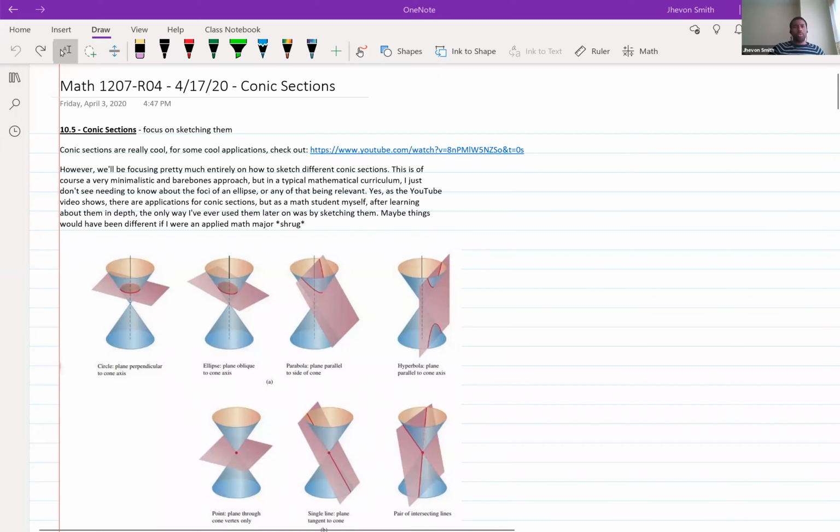Hello again, everyone. So let's actually jump to the document of what we're going to be doing today. So we're going to be looking at conic sections today, and maybe even another section as well.